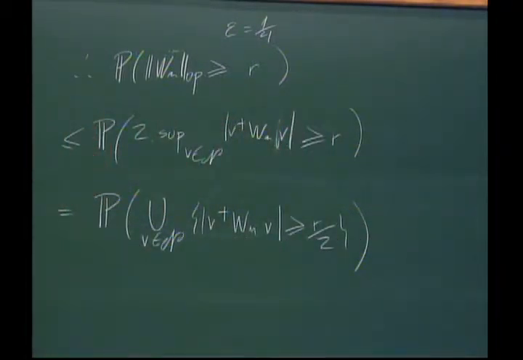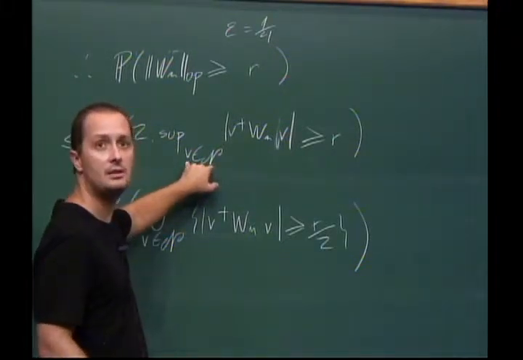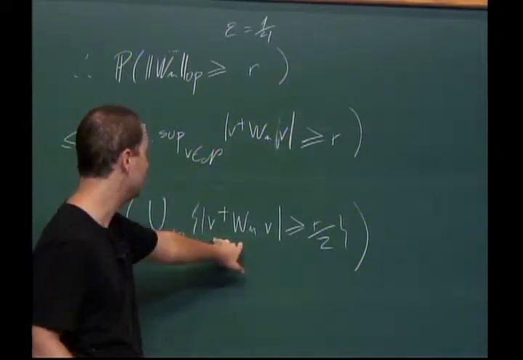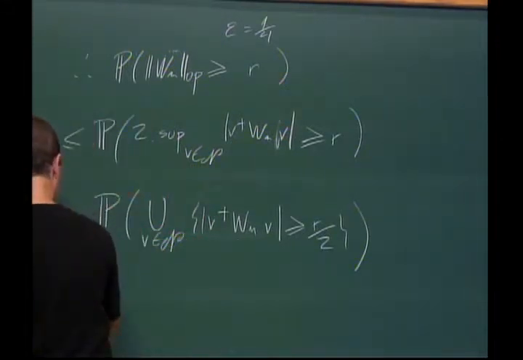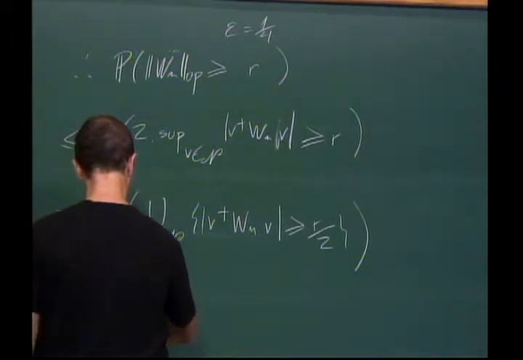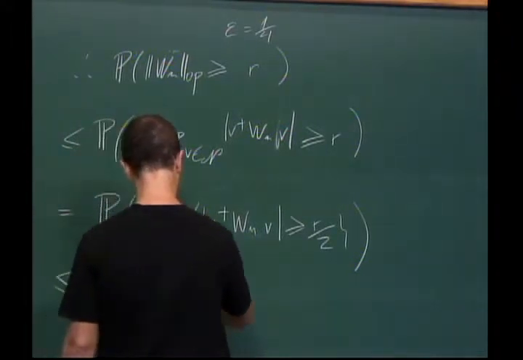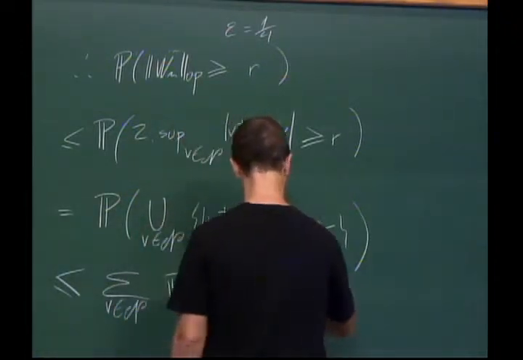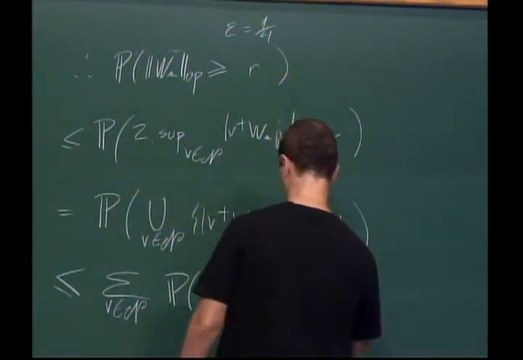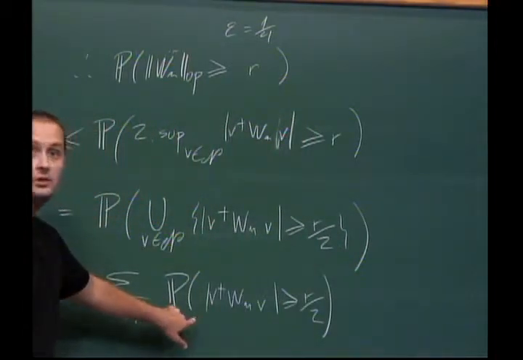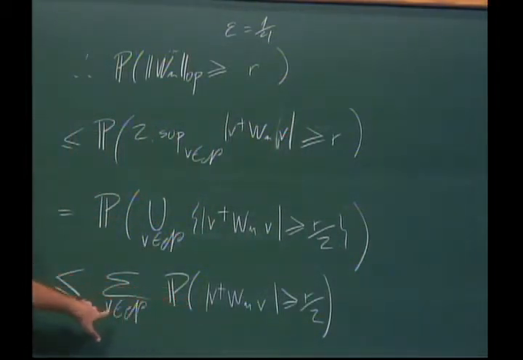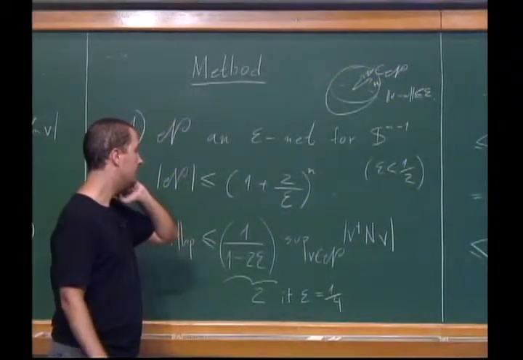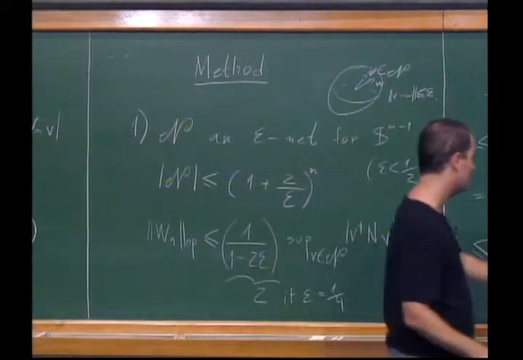Right? Haven't changed anything. I'm just saying, well, if you want the supremum, it's a finite set. So you just need one of these to be larger. The probability of a union is less than the sum of the probabilities. And now we want to bound each one of these terms individually. We know how many terms we have in the sum. So it's some exponential in n. And we want to bound each one of these terms individually.